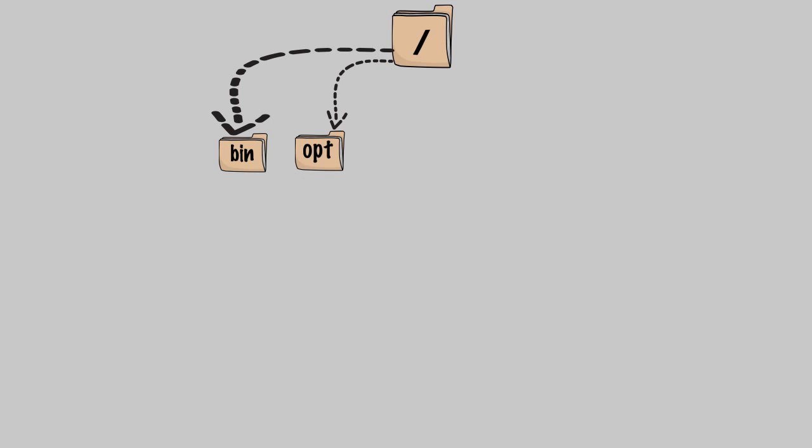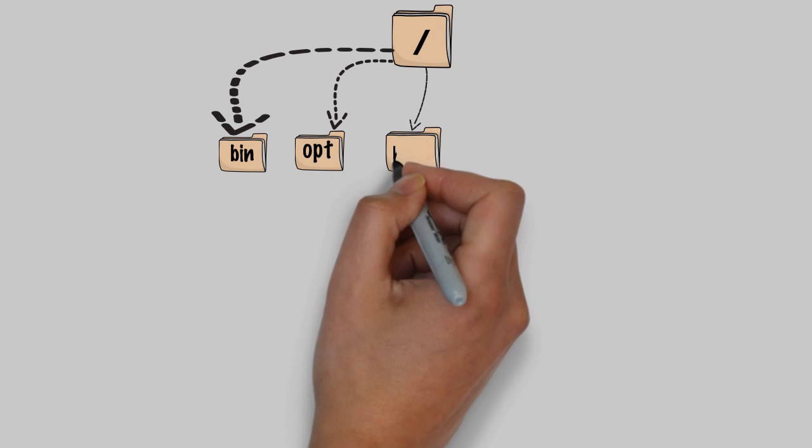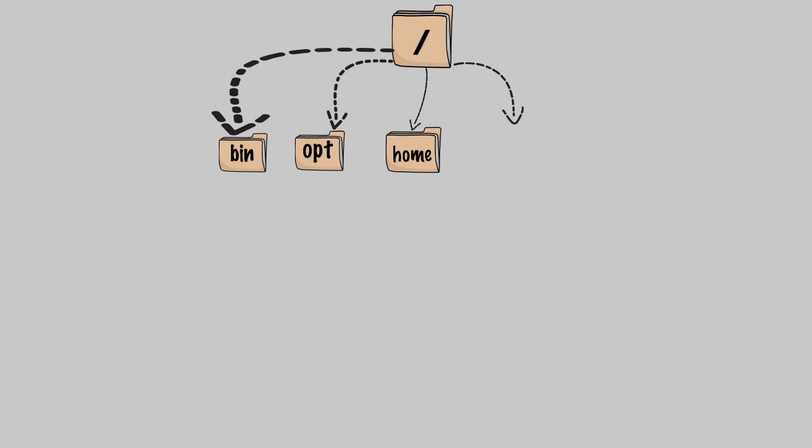Another common directory is the opt. Opt stands for optional. This directory contains software programs that are not installed by default on the system. For example, if you are using Ubuntu, you may have noticed that Google Chrome is not installed by default. And if you do install Google Chrome, you will find it located under the opt directory.